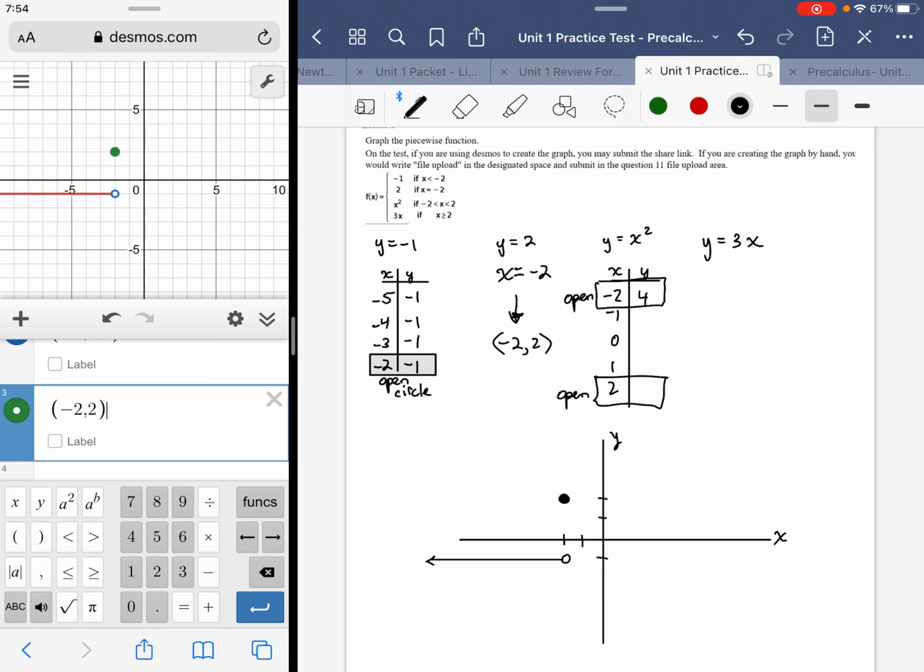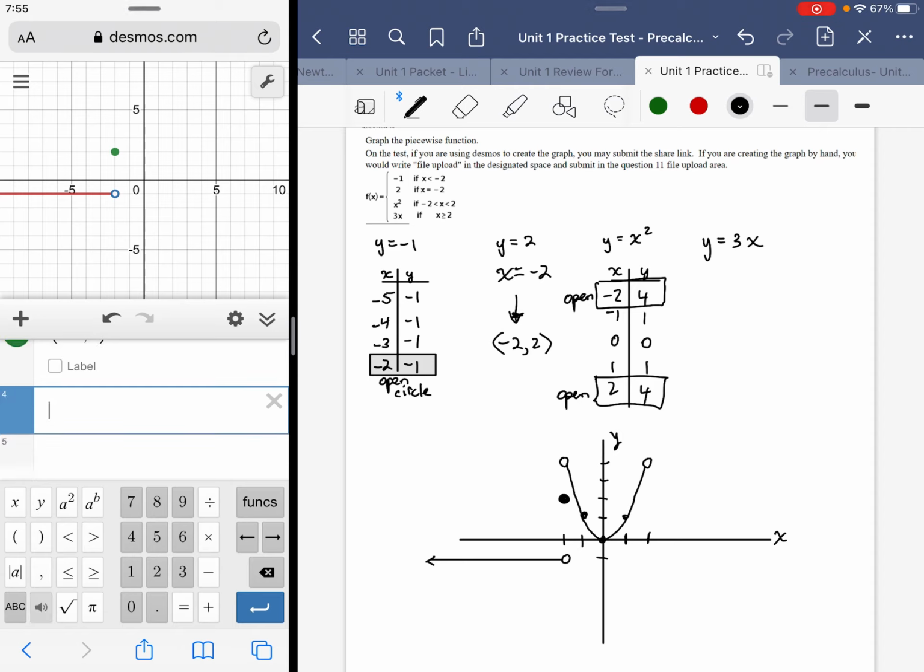So negative 2 squared is 4, negative 1 squared is 1, 0, 1, 4. I can plot those points, negative 2, 4 with an open circle, negative 1, 1, 0, 0, 1, 1, 2, 4, with an open circle. Nice smooth curve going through it.